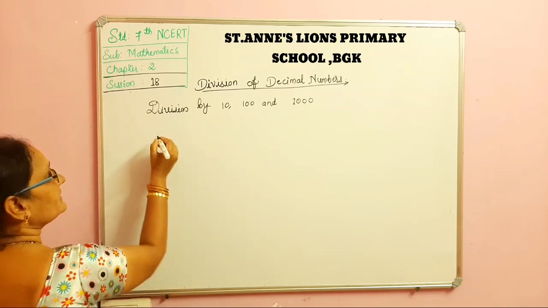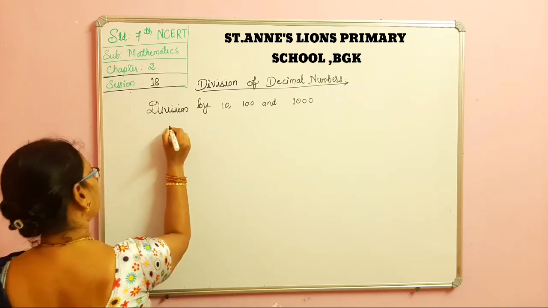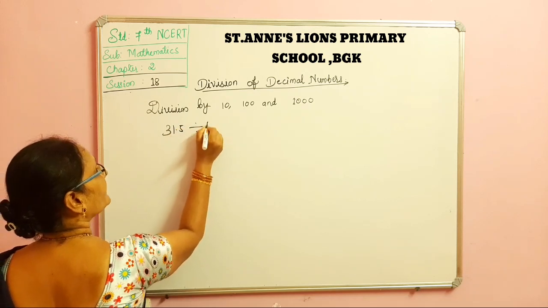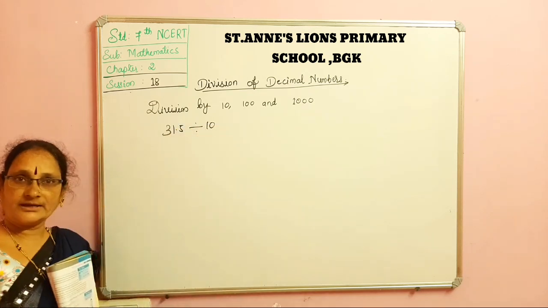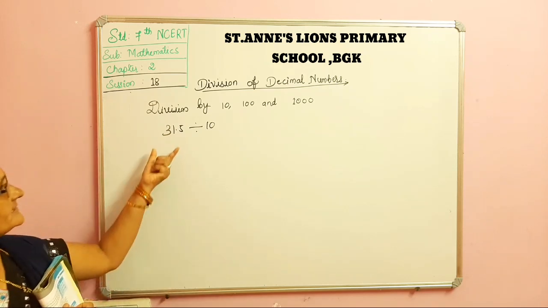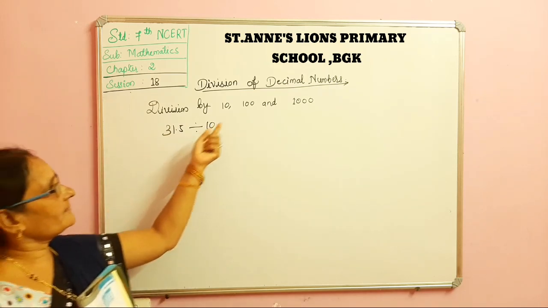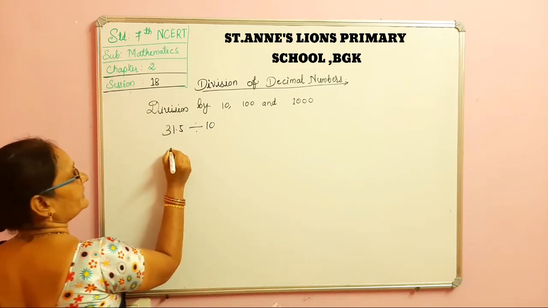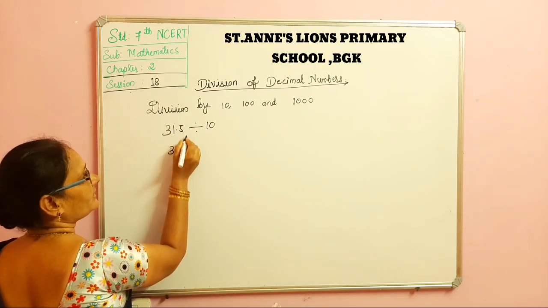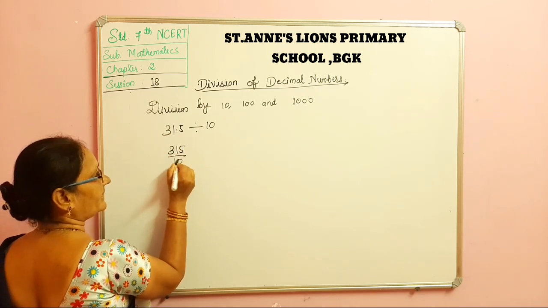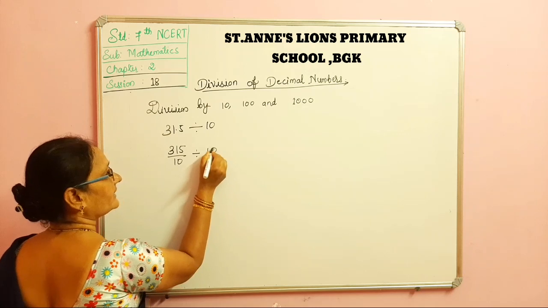First we will take one example, that is 31.5 divided by 10. This is a decimal divided by 10. Very easy method I will tell you. See, 31.5 means what? 315 by 10, divided by 10.